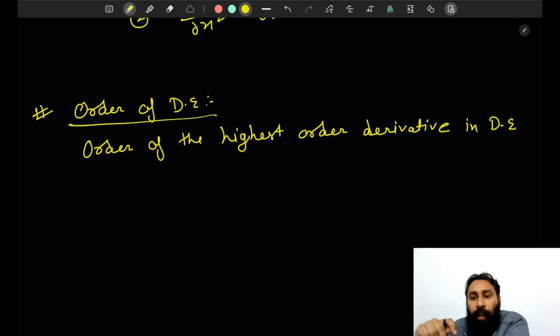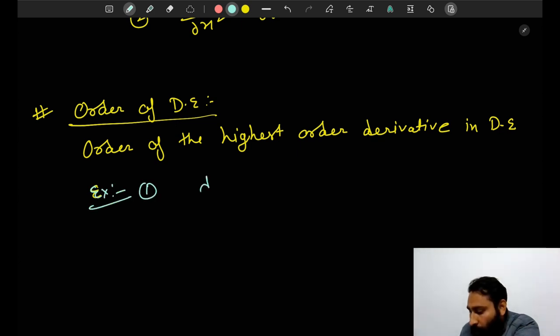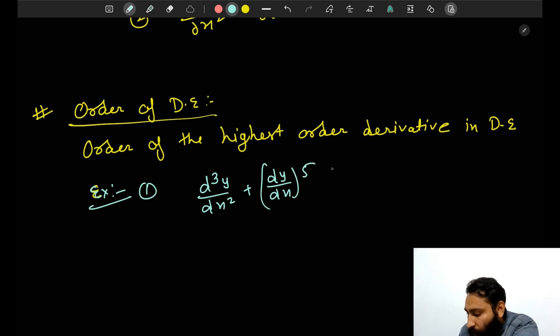Order of differential equation is the order of the highest order derivative term present in the differential equation. In a given equation, the highest order derivative term present is the order of the differential equation. Like I write example first, like d cube y upon dx cube plus (dy upon dx) whole 5 plus y is equal to 0.